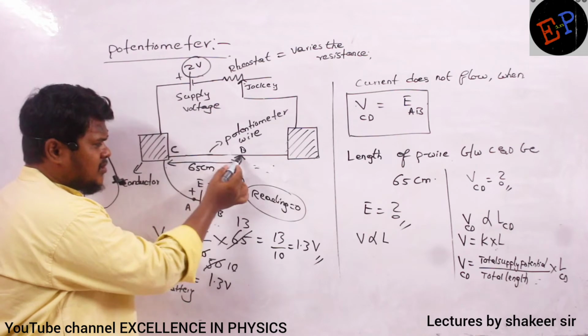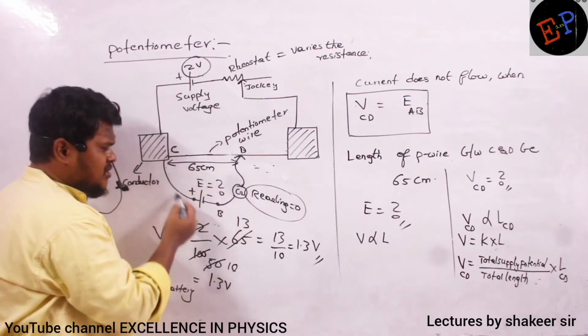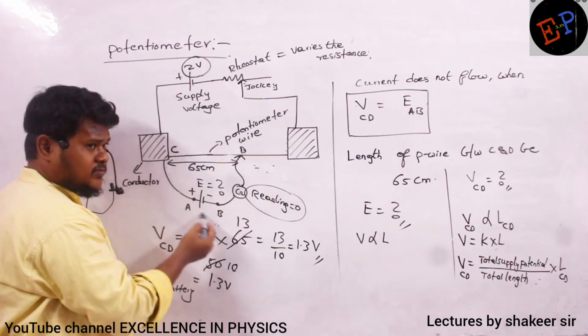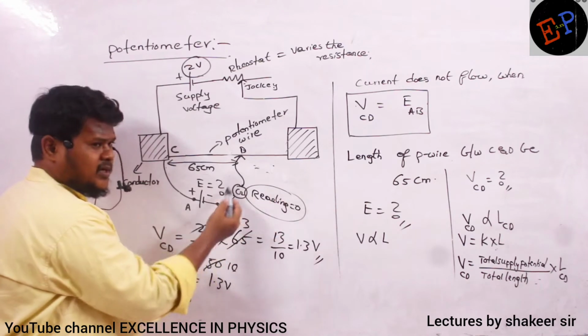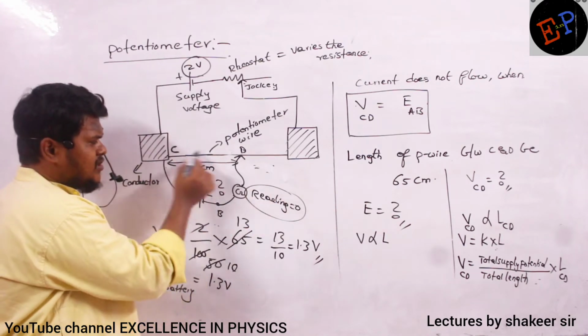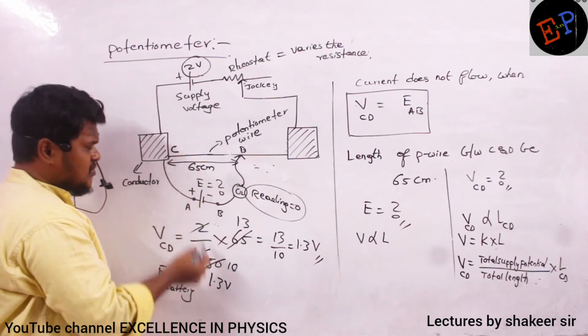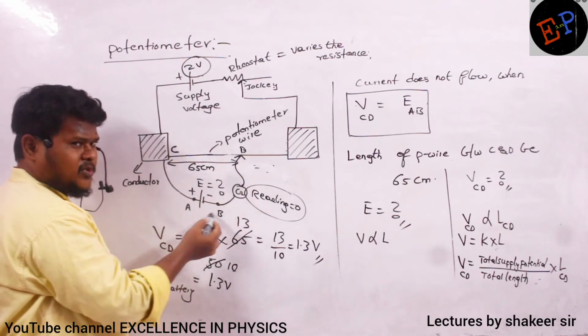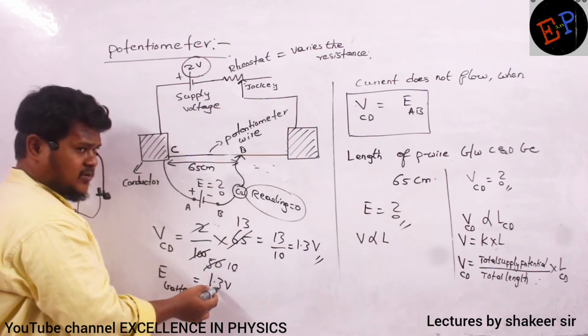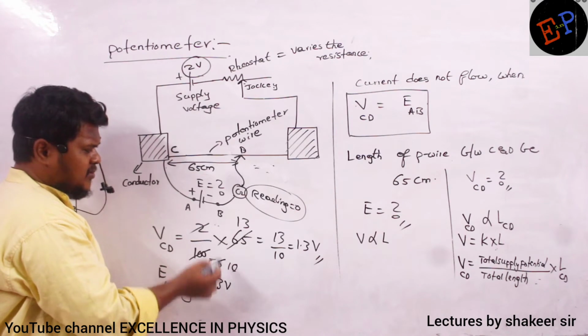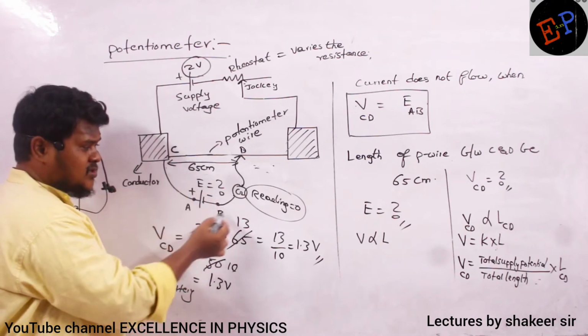What is the potential drop between C and D? The same potential drop should be existing in this wire also. So automatically there will not be any current flowing in the wire. The potential drop in this wire is 1.3. So therefore in this branch also the potential drop will be 1.3 only. And that 1.3 is supplied by whom? By the battery. Current is not flowing, no?